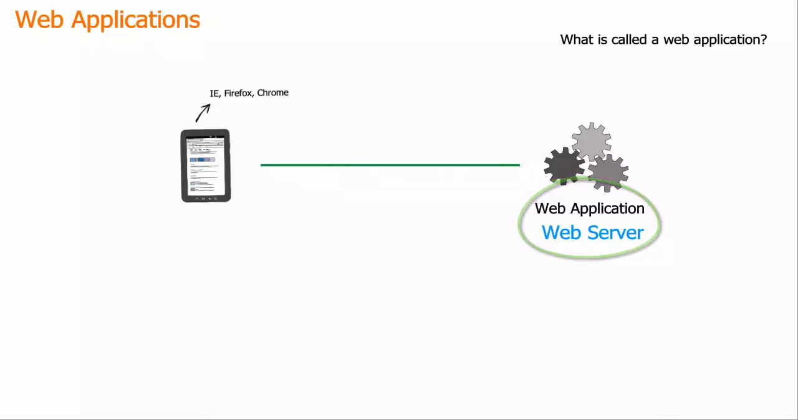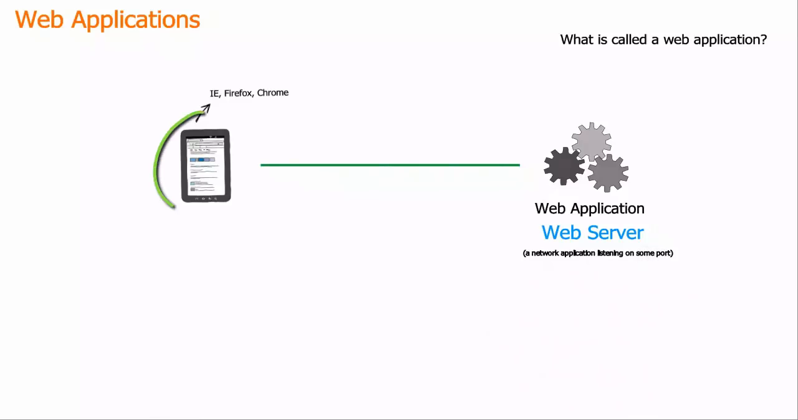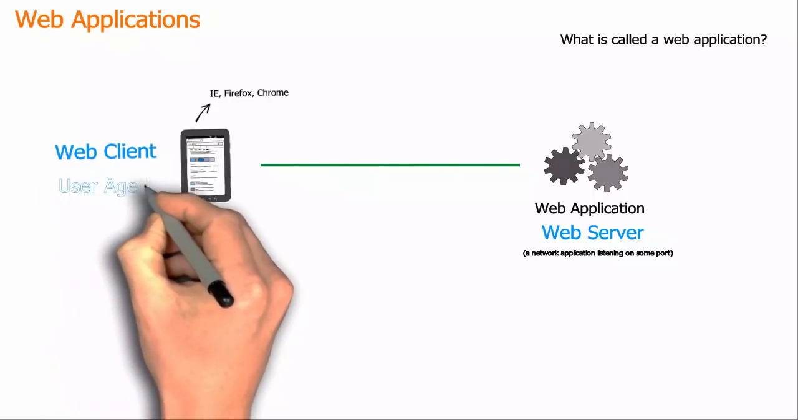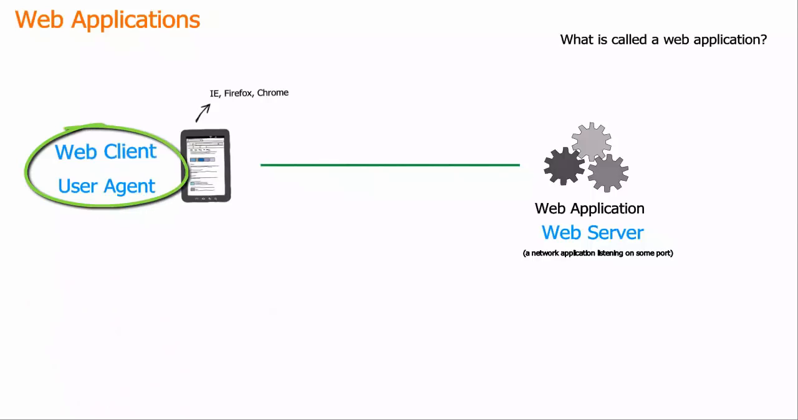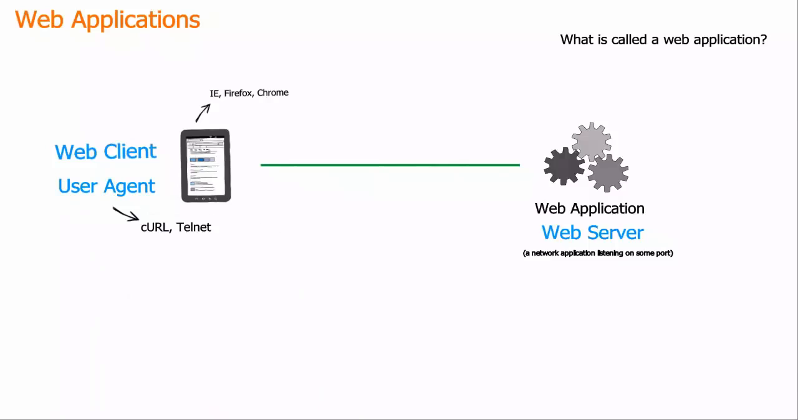And a web server is actually a network application running on some machine listening on a port. The browser is actually called a web client, or more formally, we call that a user agent. And in fact, web clients are not only browsers, but any application which can speak to a web server, like your CURL or Telnet. Those are also web clients or user agents. So the web client or the user agent communicates with the web server to get its job done.